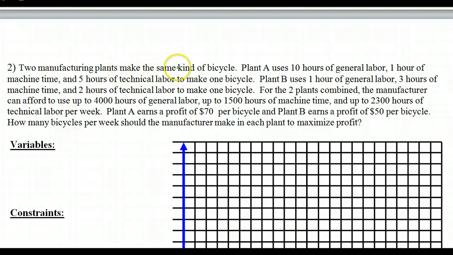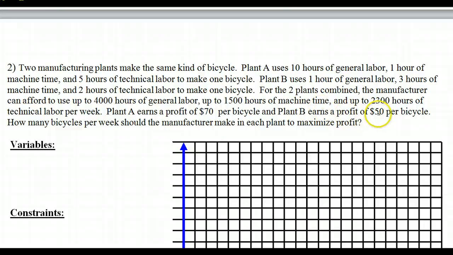Two manufacturing plants make the same kind of bicycle. Plant A uses 10 hours of general labor, 1 hour of machine time, and 5 hours of technical labor to make a bicycle. Plant B uses 1 hour of general labor, 3 hours of machine time, and 2 hours of technical labor to make a bicycle. For the two plants combined, the manufacturer can afford to use up to 4,000 hours of general labor, up to 1,500 hours of machine time, and up to 2,300 hours of technical labor per week. Plant A earns a profit of $70 per bicycle.